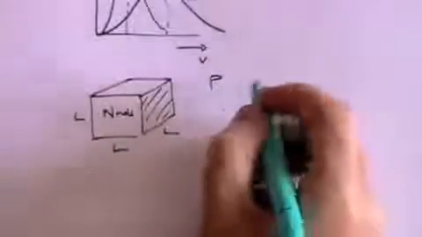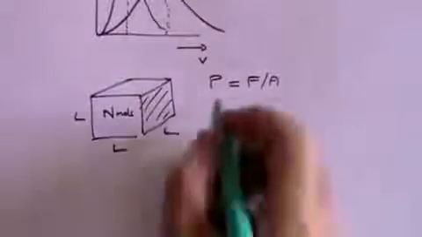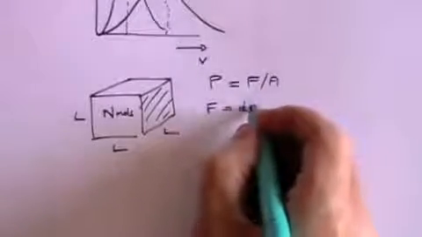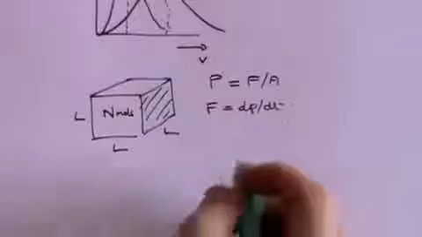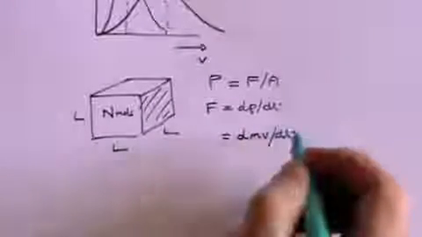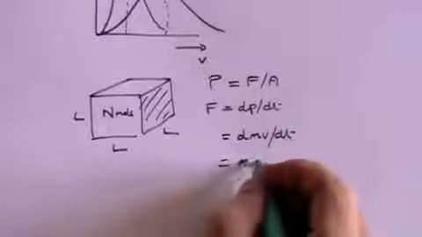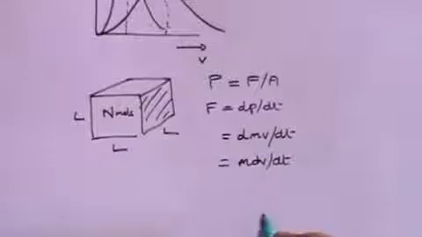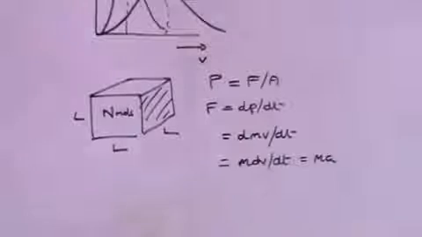Well, pressure, we know, is force divided by area. And force is the rate of change of momentum. P is momentum. Well, momentum is mass times velocity. So we can say that that is d(mv)/dt. And since the mass doesn't change, that is m dv/dt. And dv/dt, of course, is simply the acceleration. So force is mass times acceleration, which is Newton's second law.